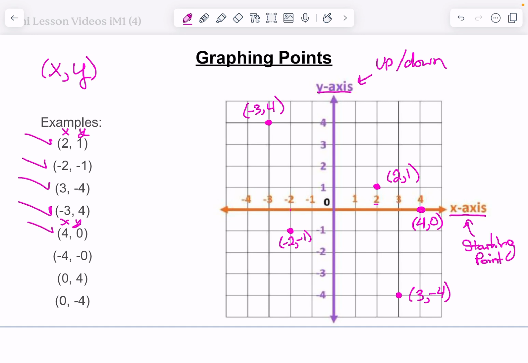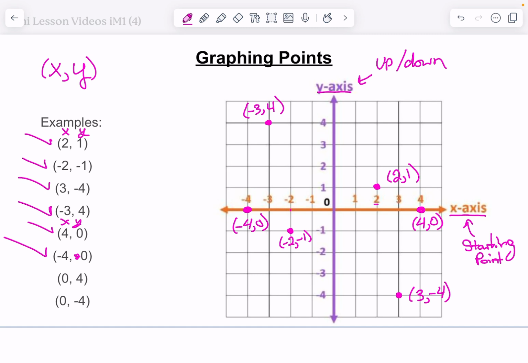For the next one, we have negative 4, and it says negative 0. That shouldn't say anything. Sorry about that. So I'm going to find negative 4 on the x. Y is 0 again, which means we don't go up or down. We stay where we are, and our point is going to be right here. So this is negative 4, 0.